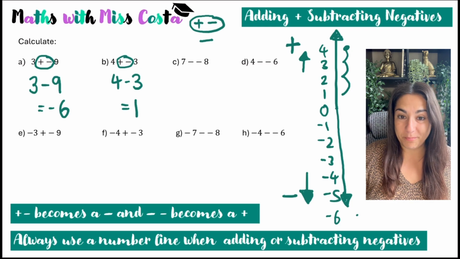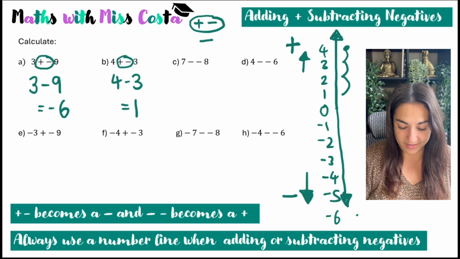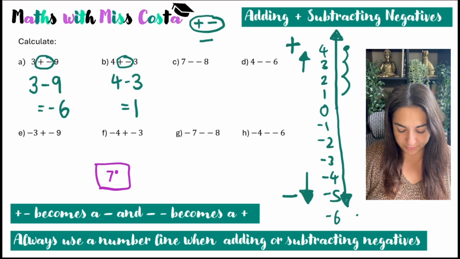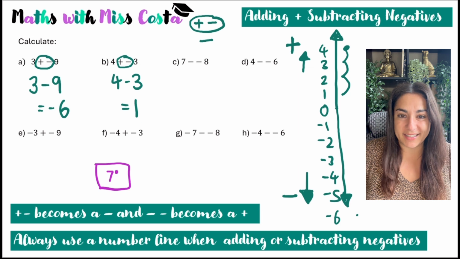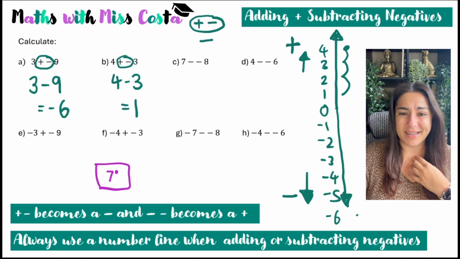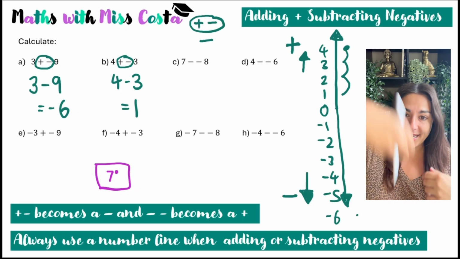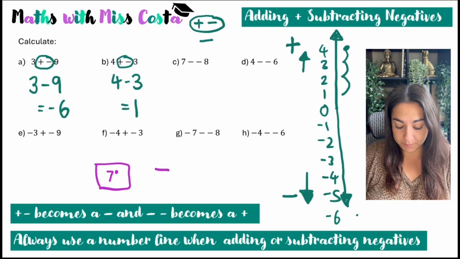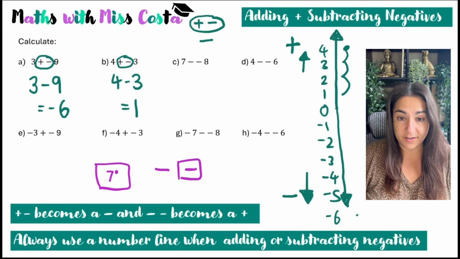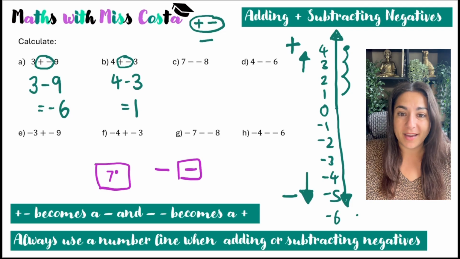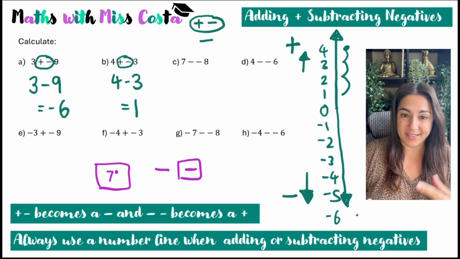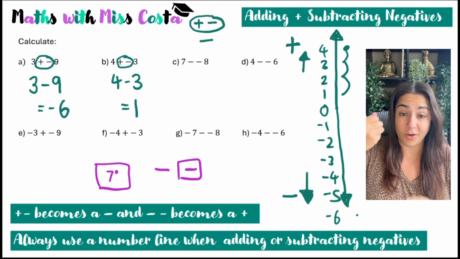Now, if we think back to the little soup that we're having, and let's say it's 7 degrees, because someone's put loads of ice cubes in there and they've made it cold. But you're like, oh, I don't like my soup cold. So you take out the ice cubes. So you're subtracting a negative. You're taking out the ice cubes. And what's going to happen? Eventually, the soup is going to warm up because you're taking away the coldness.